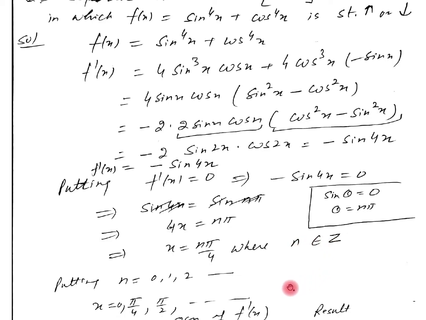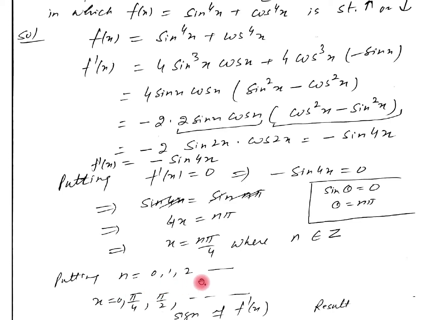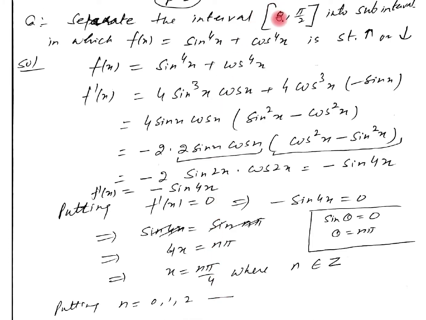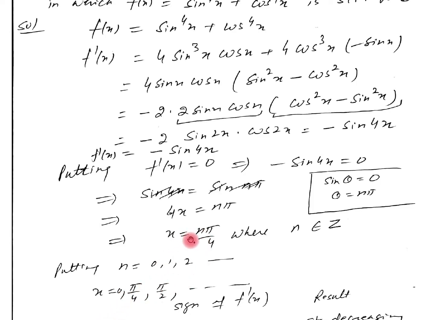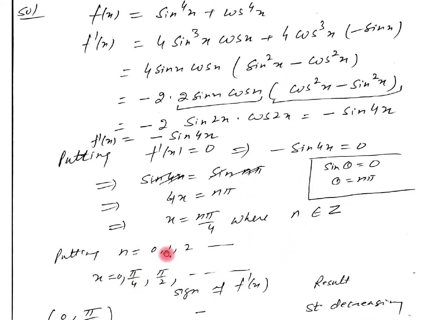Now here I am putting the value of n equal to 0, 1, 2, and so on, such that all the values of x must lie in the given interval 0 to pi by 2. Putting n equal to 0, I am getting 0. Putting n equal to 1, I am getting pi by 4. Putting n equal to 2, I am getting pi by 2. If I put n equal to 3, it becomes 3 pi by 4. But our interval is only 0 to pi by 2. We have to take only those values of x which are lying in the interval given in the question. Now we are getting x equal to 0, pi by 4 and pi by 2.